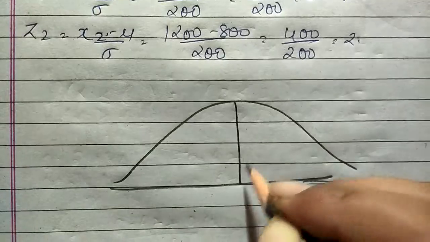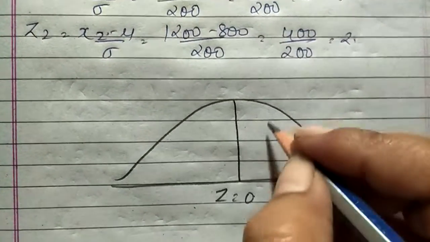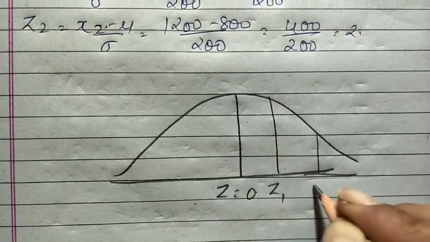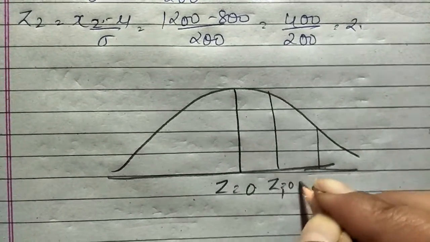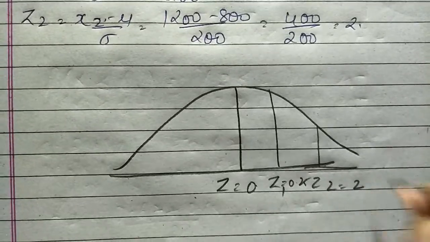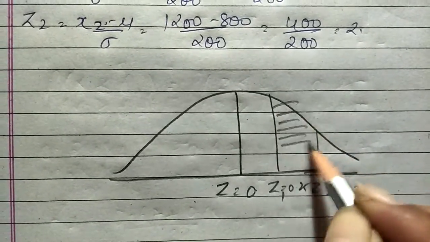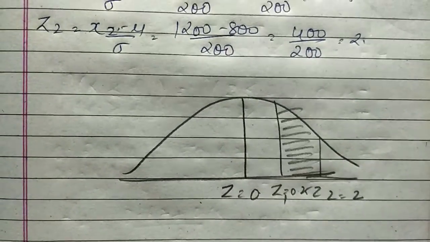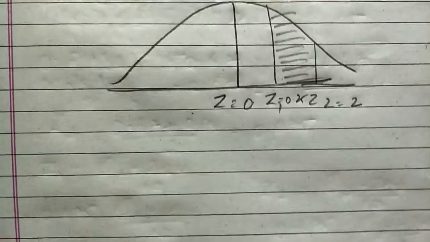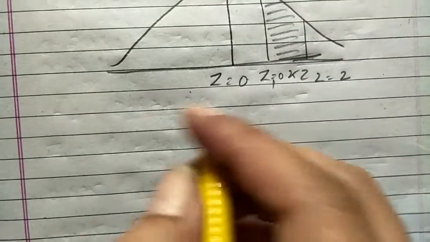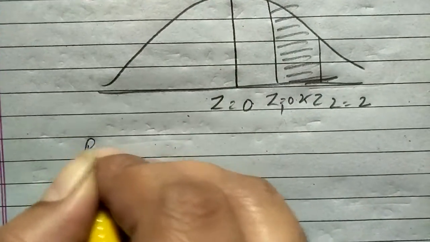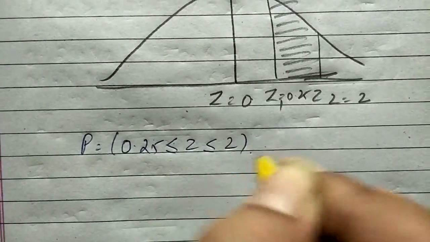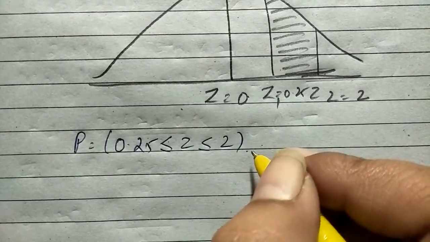So the center point is Z equal to 0. Here is Z1, here is Z2. This is 0.25 and that is 2. Shade this portion. So now P(850 ≤ X ≤ 1200) is P(0.25 ≤ Z ≤ 2).